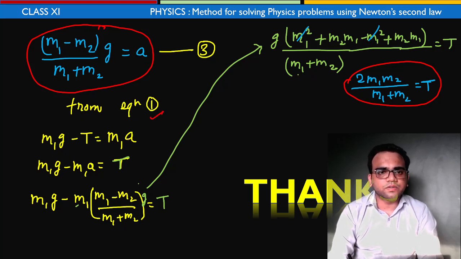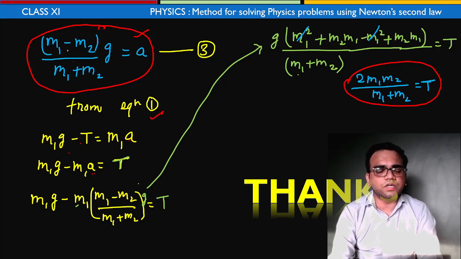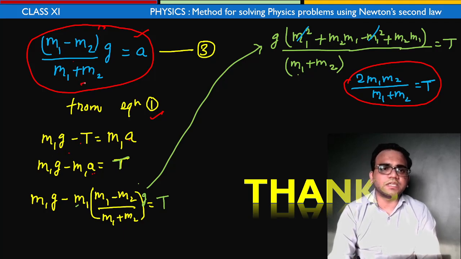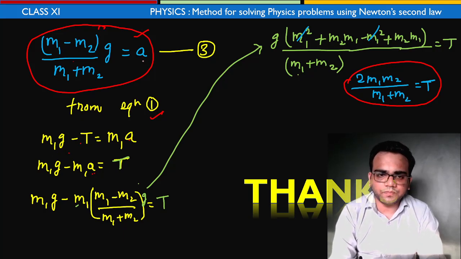We take m1a on the left hand side and T on the right hand side, and put the a value. The a value was m1 minus m2 upon m1 plus m2 into g. You can remember this a in a very simple way: differences over sum. You can see m1 minus m2, and this is m1 plus m2, so differences over sum into g will give you the acceleration for this particular problem, right?